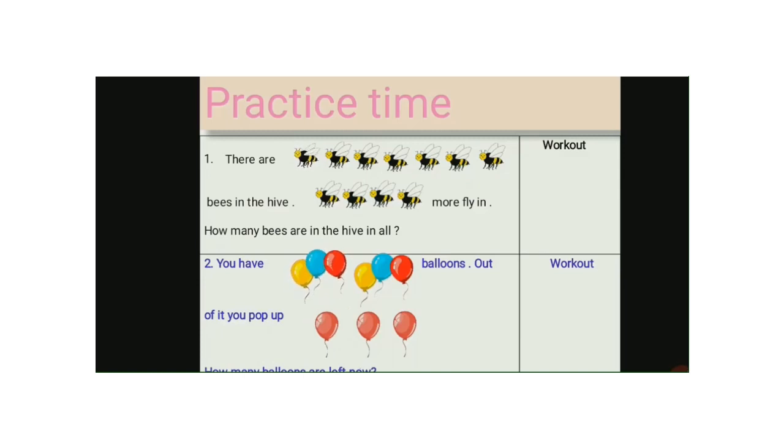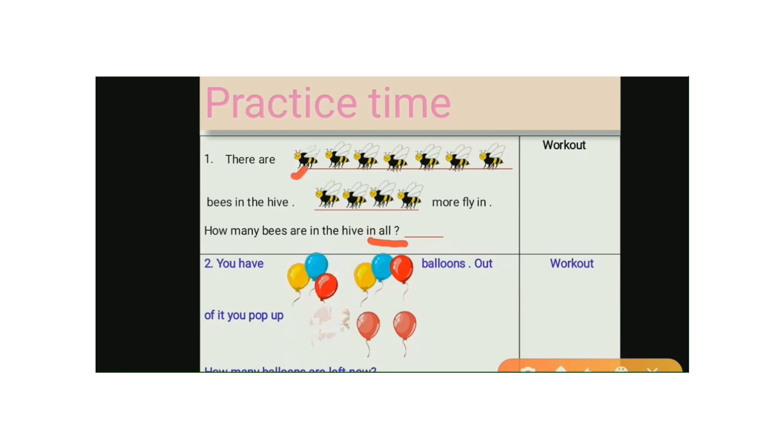Now is the practice time. There are this many bees in the hive and this many more fly in. How many bees are in the hive in all? We have to count the bees first. There are 1, 2, 3, 4, 5, 6, 7. 7 bees are there and more fly in.